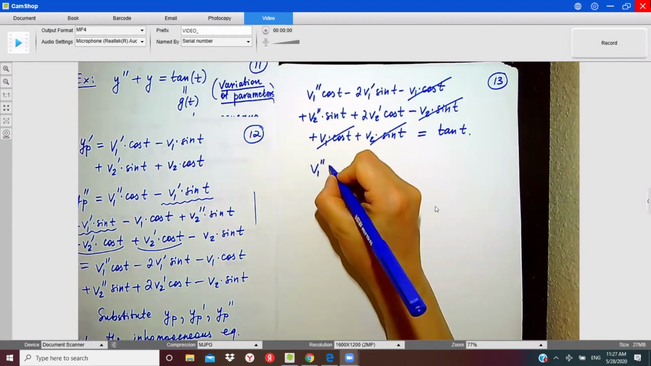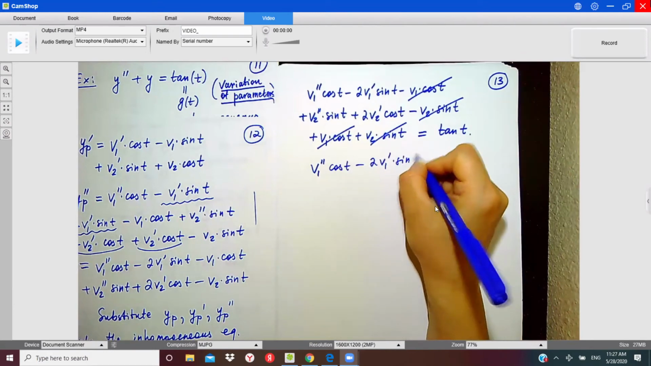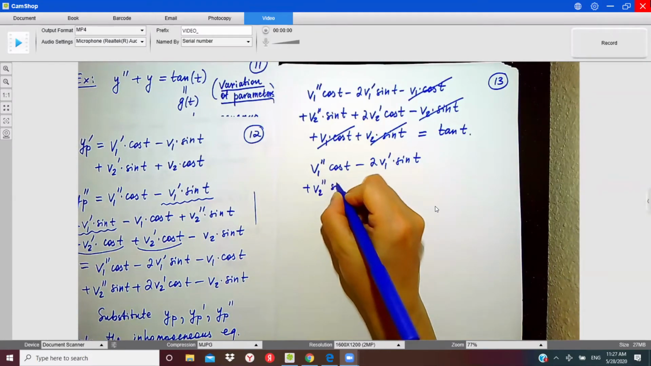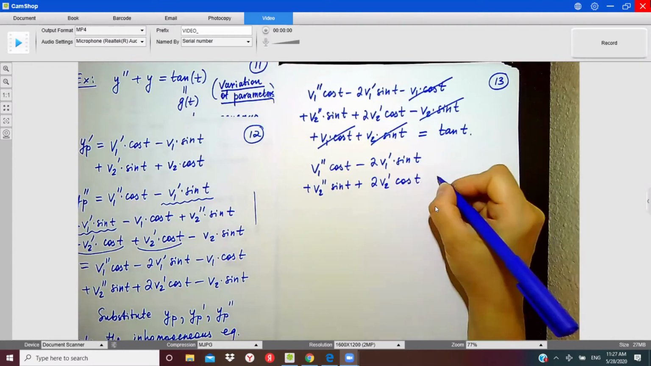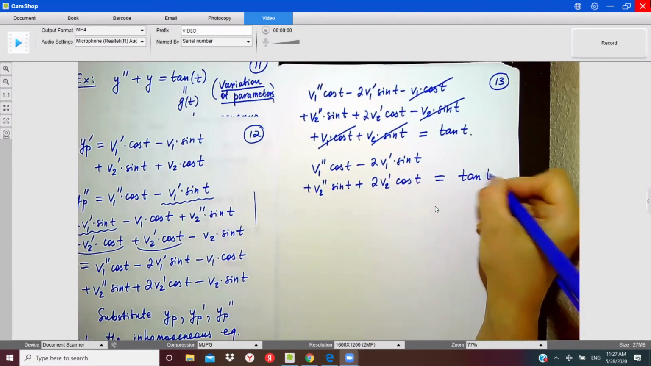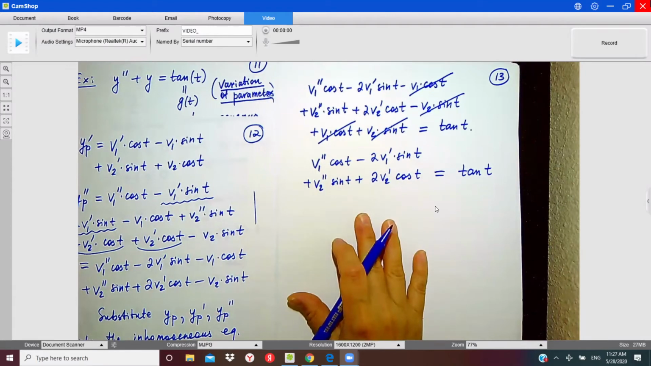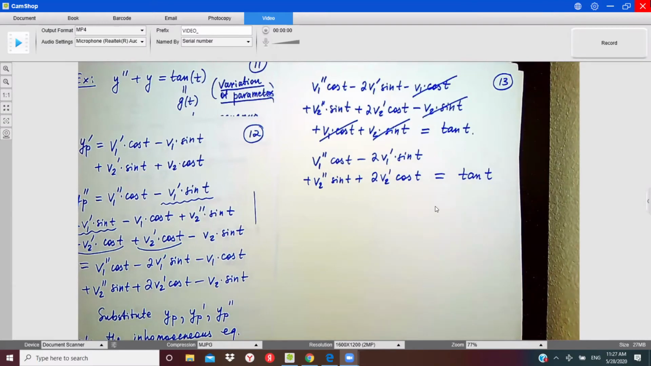V sub 1 double prime cosine t minus 2 V sub 1 prime sine t, plus V sub 2 double prime sine t plus 2 V sub 2 prime cosine t. And on the right-hand side, we have our tangent, right? So next, we will have to equate. Well, first of all, tangent is not a very convenient function here.